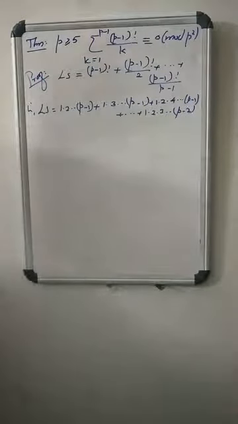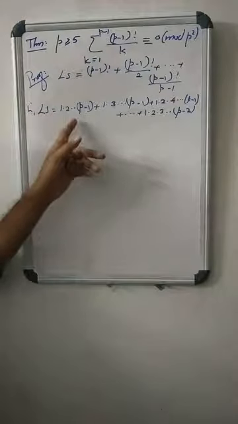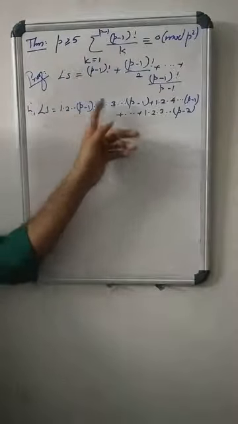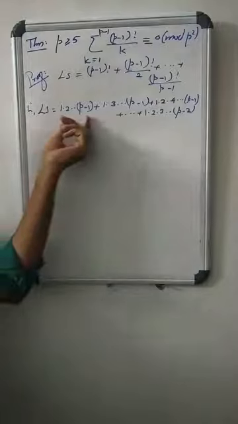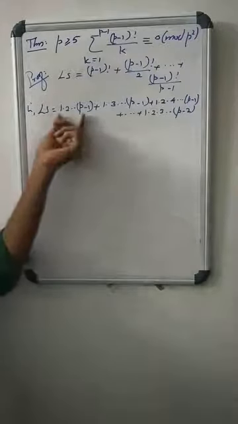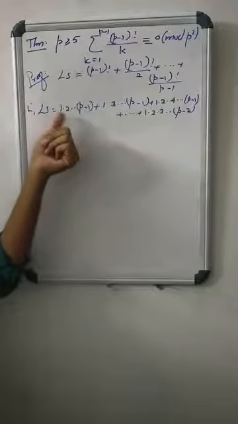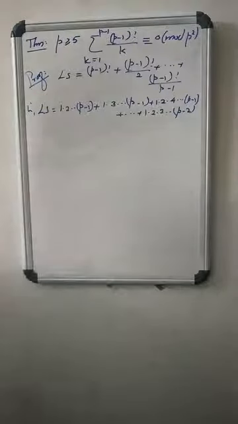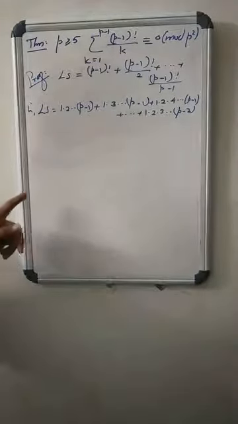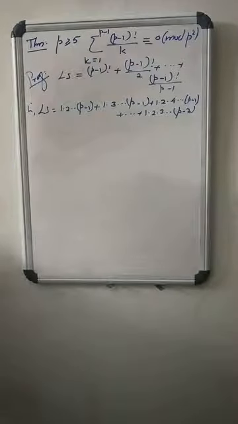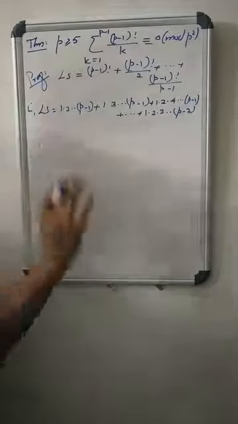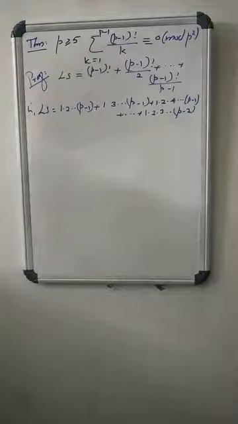How many terms are there? In each term on the right side, 1 into 2 into etc. up to p minus 1, how many factors are there? There are p minus 2 factors. So this is the sum of the product of the numbers among 1, 2, 3 etc. up to p minus 1 taken p minus 2 at a time.